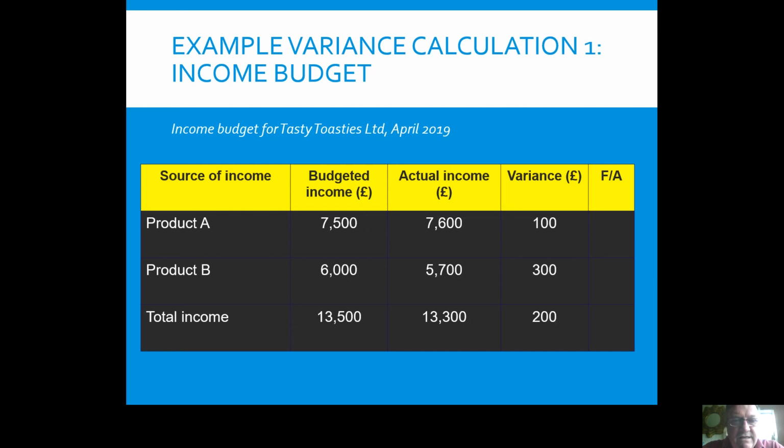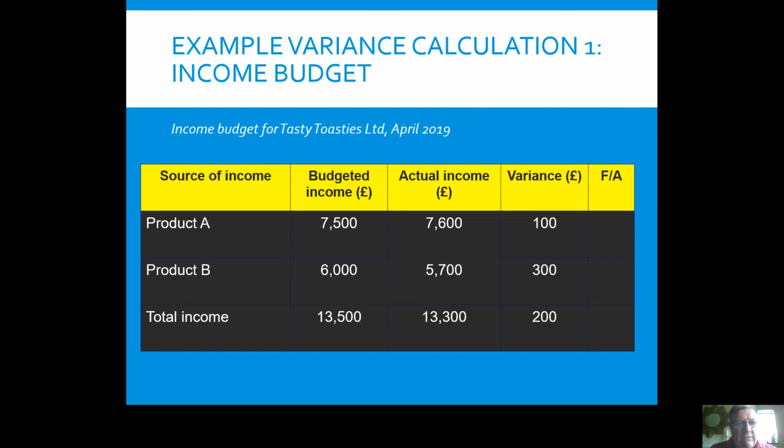And I need you to tell me, is it F or is it A? Is it favourable or adverse? Is it better that we earn £100 more than we thought we would? Then we do the same for product B. We thought we'd earn £6,000 worth of money from our sandwiches. We actually only got 5,700. The variance here is 300, a larger sum. You need to tell me, is it F or A? Is it a good or a bad thing that we earned less than we had expected?